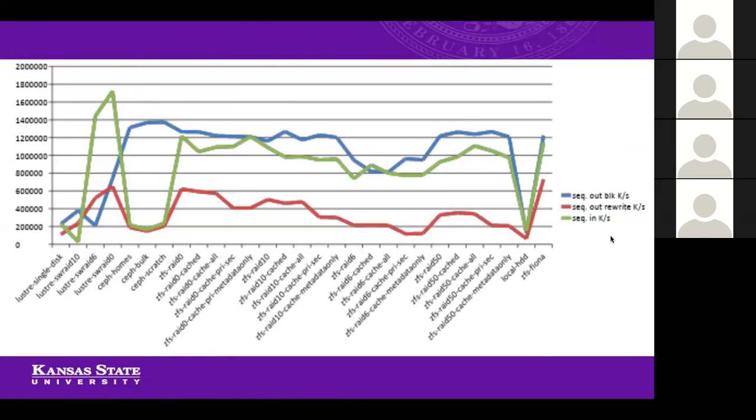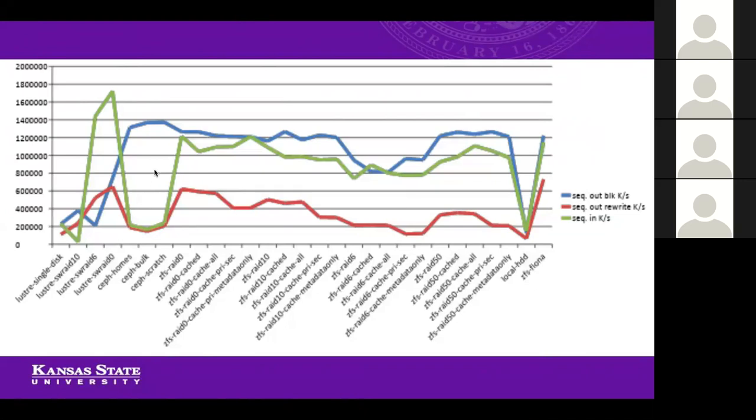This first one, the blue line is output, the red line is input, and the green line is rewrite. And you can see that Ceph, for the most part, did really well on output. It didn't do as well on the inputs, but it kept right up there with pretty much everything else.